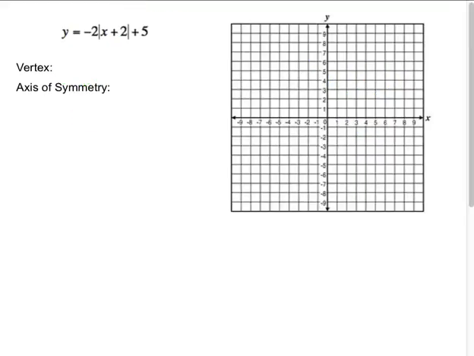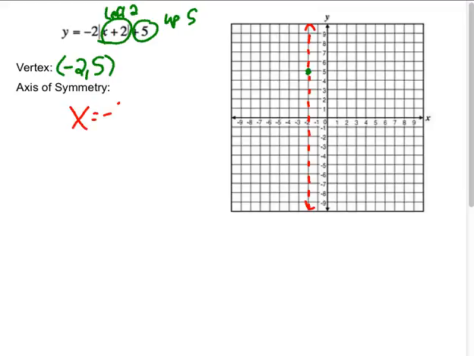All right, and finally, looking at our last example. So again, the first thing I'm going to do, I'm going to find where my vertex is. That tells me it's left 2, up 5. So left 2, up 5, it's going to put me right there. My axis of symmetry follows that same pattern, okay? My axis of symmetry follows it left 2.